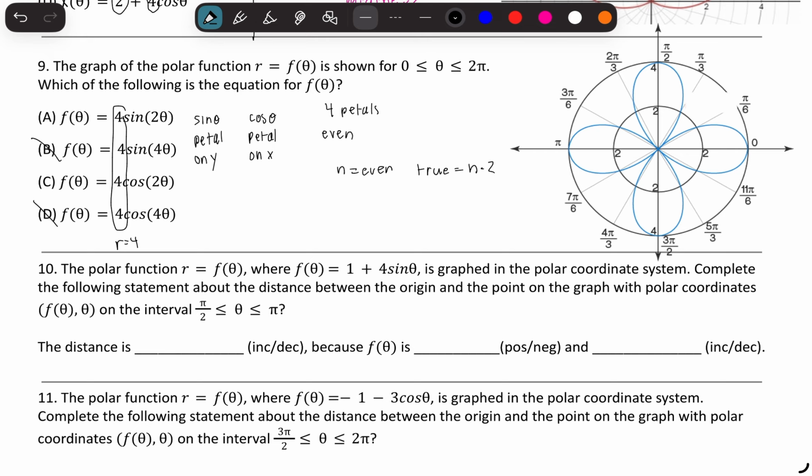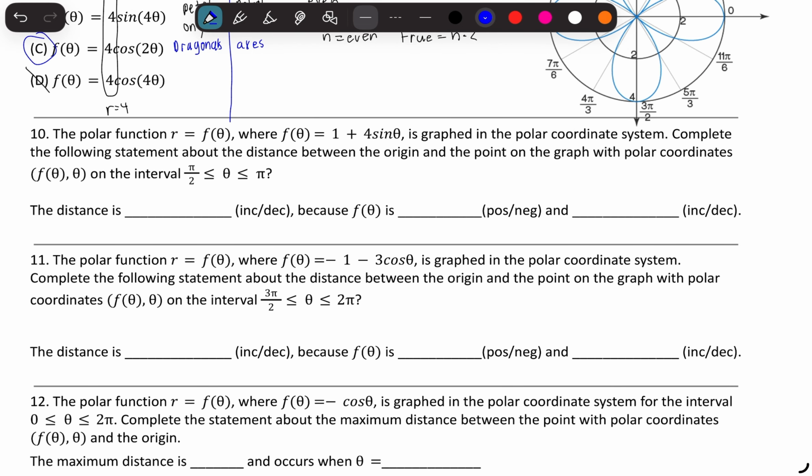So we can see that we have petals that lie on the vertical and also the horizontal, but they lie on the axes. Sine lies on the diagonals. Therefore, we can see that C is our answer since it's on the axes.